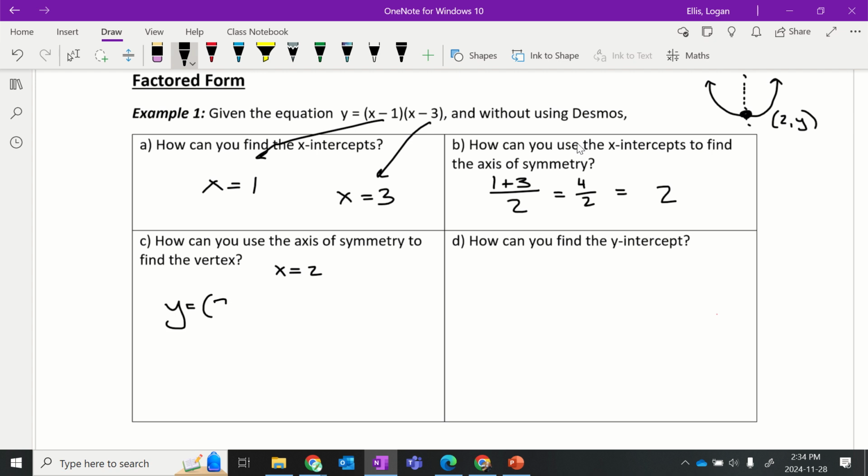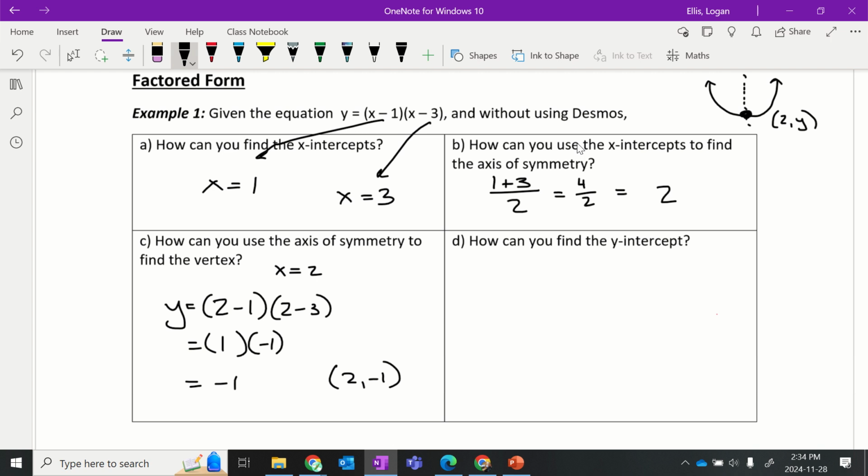So instead of x minus 1, it's 2 minus 1. Instead of x minus 3, it's 2 minus 3. And you will get 2 minus 1 is 1 times negative 1. You're going to get negative 1. So basically, our vertex is the point 2, negative 1.